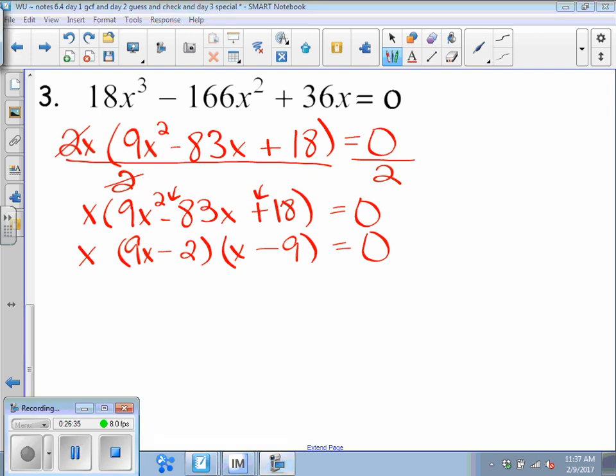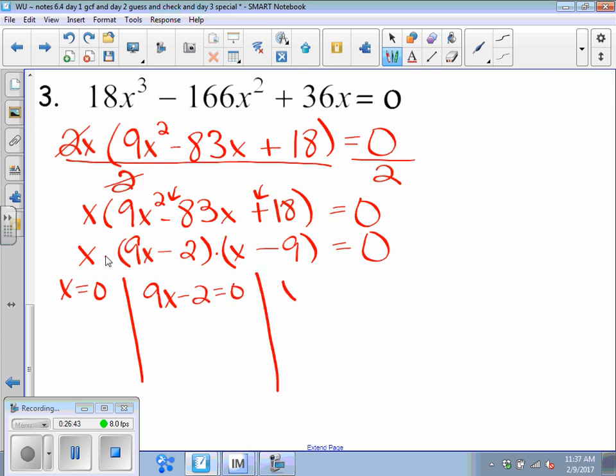So now we have 3 separate factors. Factors are things that are multiplied. So we have x equals 0, 9x minus 2 equals 0, and x minus 9 equals 0. So we have 3 solutions, which we should.